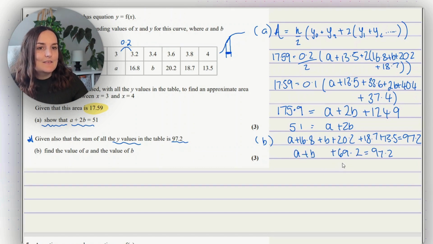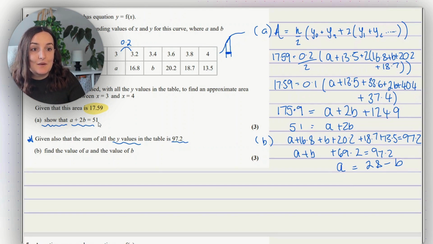And I'm going to make A the subject here. So A should be equal to 28 minus B. The reason I've made this the subject is because I want to substitute it back into this equation. We have got simultaneous equations here. We've got an equation here in A and B, and we've got an equation here in A and B.